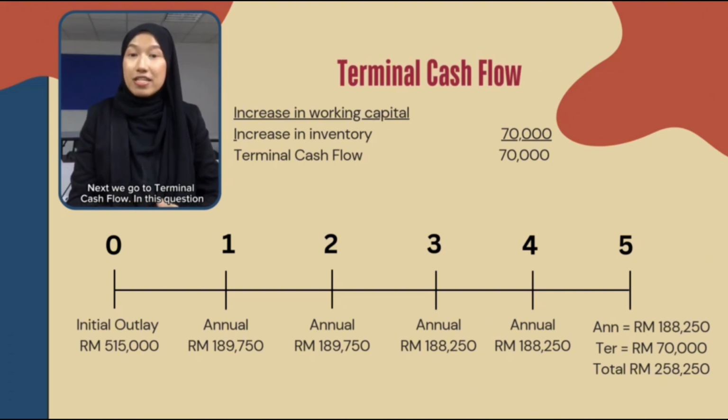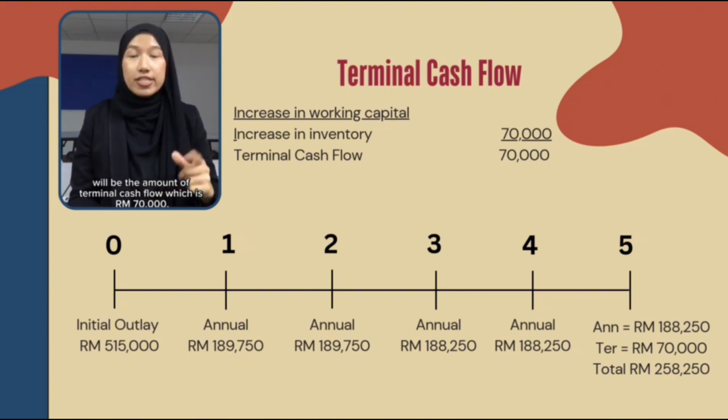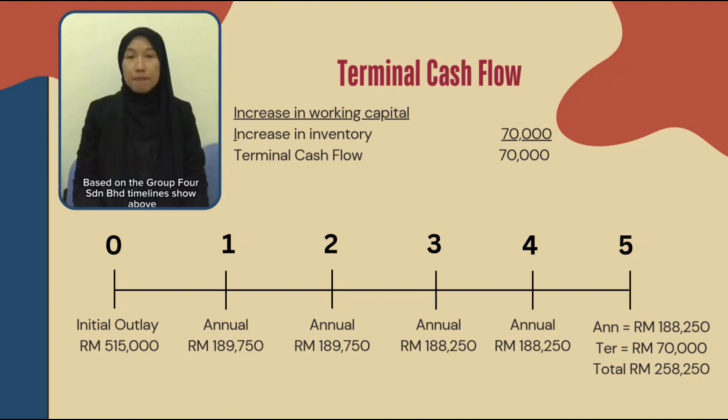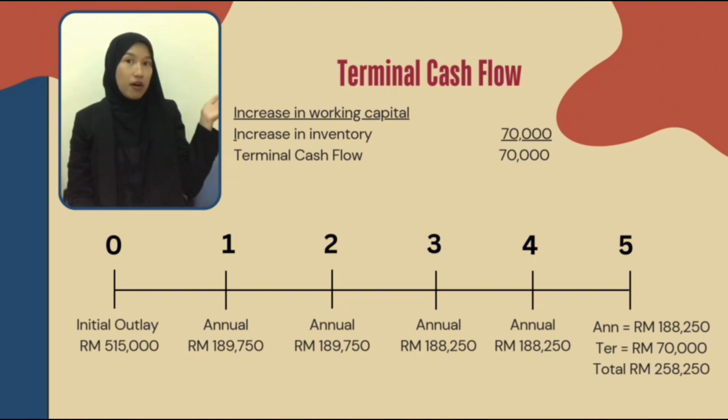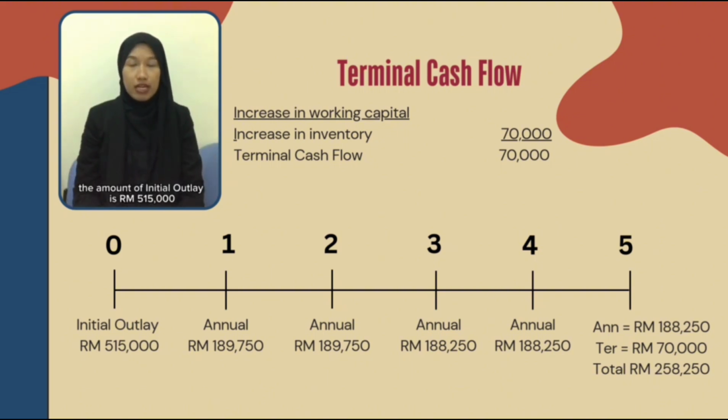Next, we go to terminal cash flow. In this question, since the new machine has no salvage value, the amount of increase in inventory will be the amount of terminal cash flow, which is Rm 70,000. Based on the Group 4 Sdn Bhd timelines shown above, the amount of initial outlay is Rm 550,000.